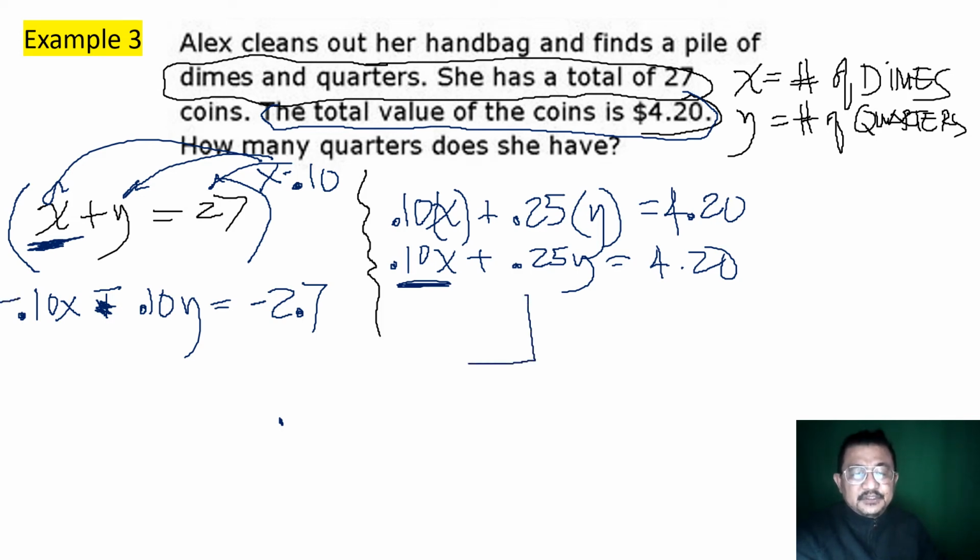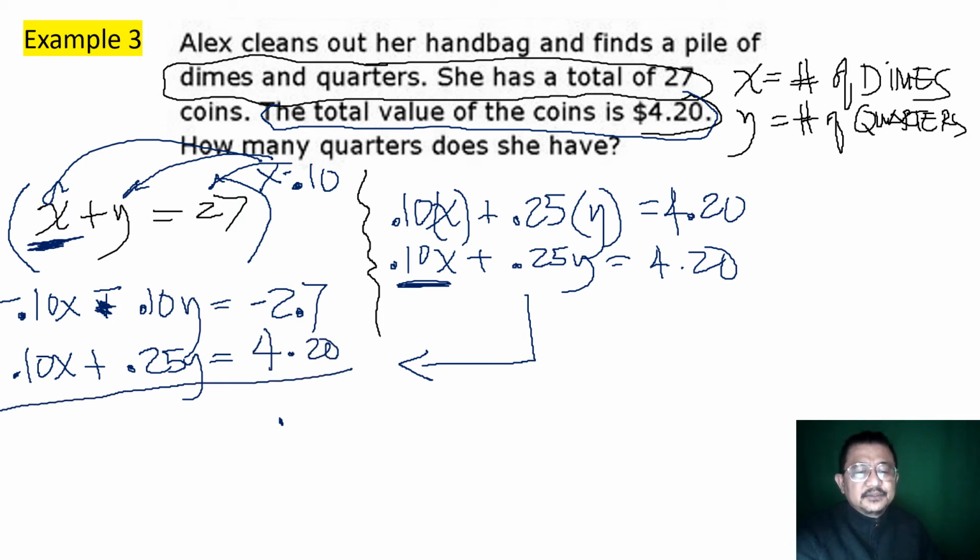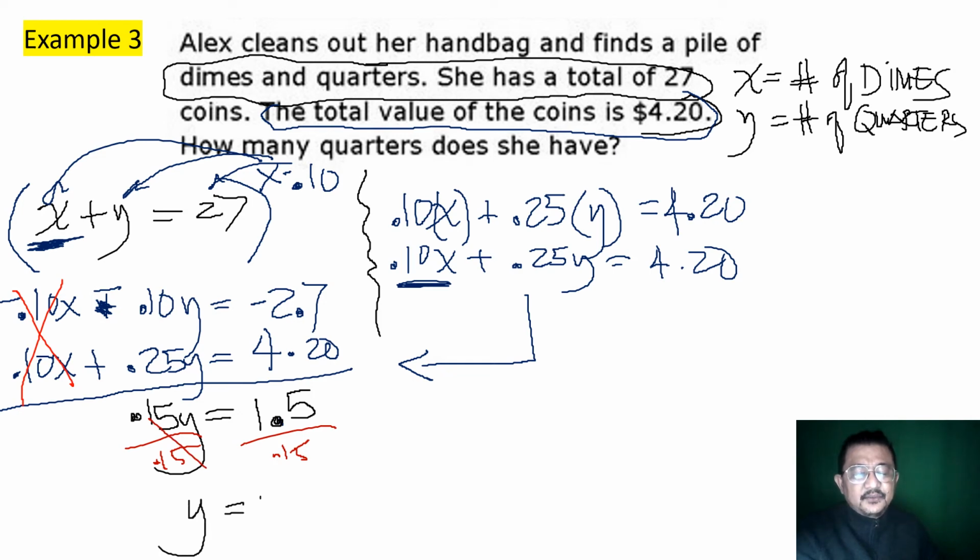So let's put this down below. That's a positive 0.10x plus 0.25y equals 4.20. All right, so obviously this cancels out. Finally, I can now add the y. I will get 0.15y is equal to 1.5 over there. All right, next. Divide by 0.15, divided by 0.15 cancels out. Y is equal to 10.